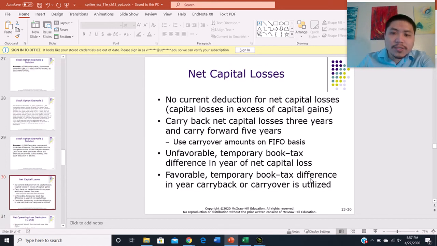Let's talk about net capital losses. Net capital losses occur when the company sells capital assets, and if they incur a loss, then they may deduct the loss. Currently for corporations, a company can only deduct net capital loss to the extent of capital gains. So let's say they sell a bunch of capital assets, and on some transactions they have a capital gain, and on some transactions they have capital losses. If the loss amount is larger than the gains, then the company can only deduct the losses to the extent of the gain.